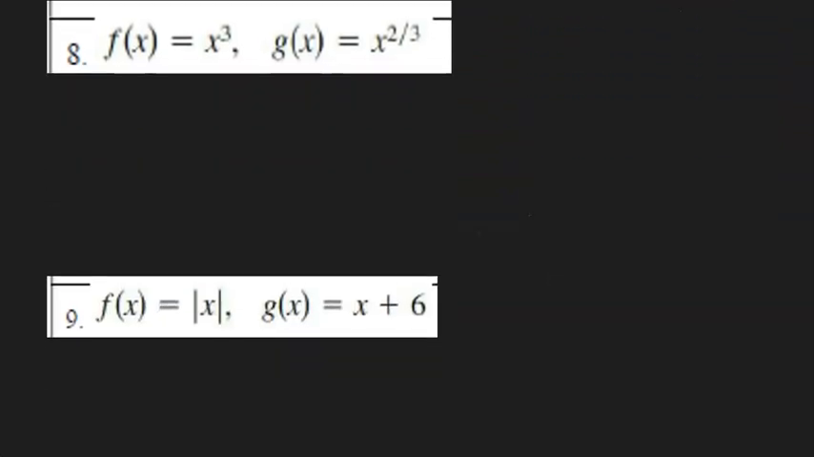Next one. Let's take a look. So we have A, that's f of g of x. There's the input. So that's x to the 2/3. And then we're going to open that up. So x to the 2/3 to the 3. We multiply the two exponents.